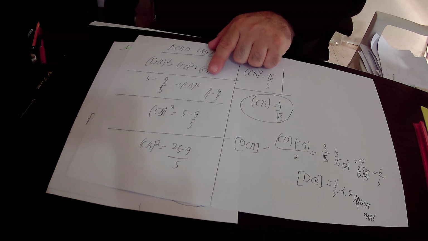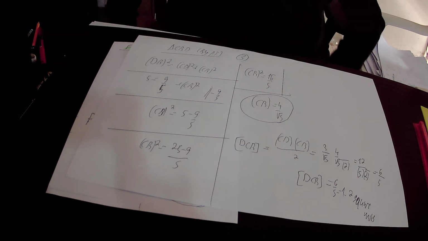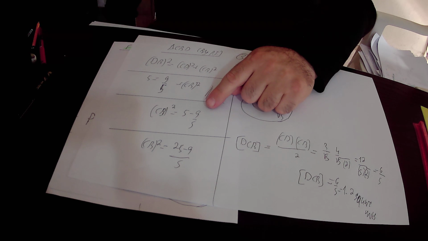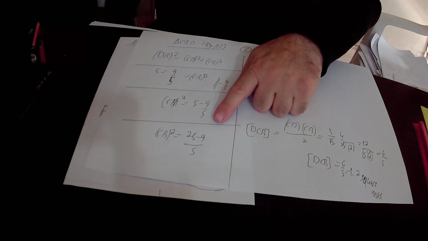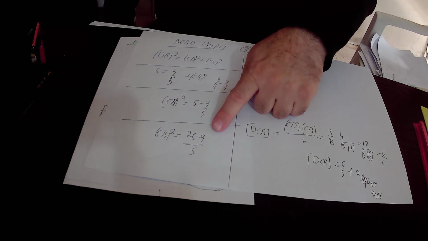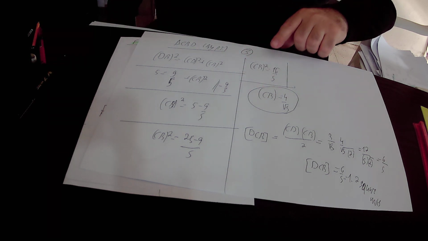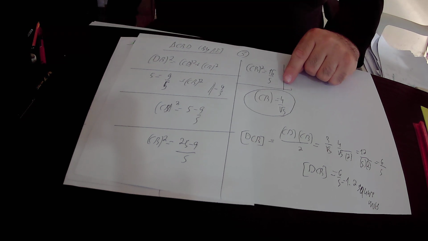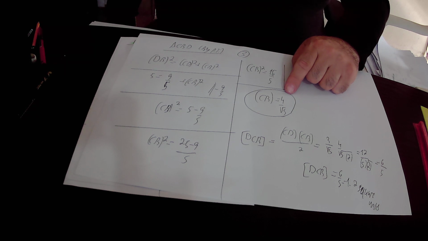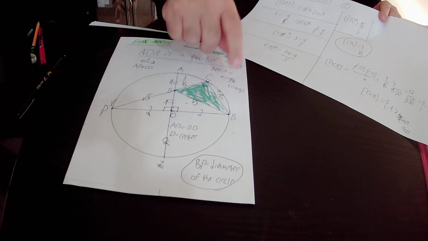We subtracted 9 fifths and found that CB square equals 5 minus 9 fifths. Then we multiplied 5 by 5 and divided by 5 in order to have a common factor, and found that CB square equals 5 times 5 is 25 minus 9 over 5. 25 minus 9 is 16 over 5. So CB square equals 16 over 5. We took the square root and found that CB equals the square root of 16, that is 4 over square root of 5.